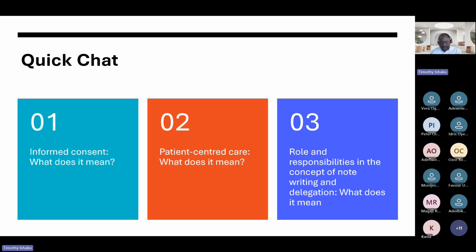What do people understand by the word informed consent and its implication in your practice? What do people understand by informed consent in the context of your note-taking or clinical documentation?